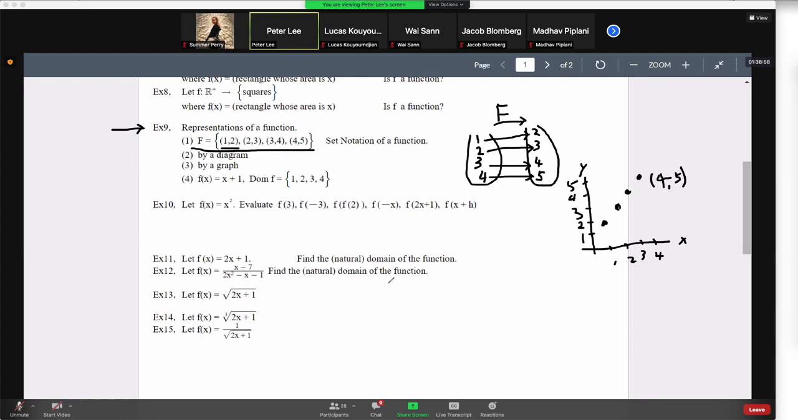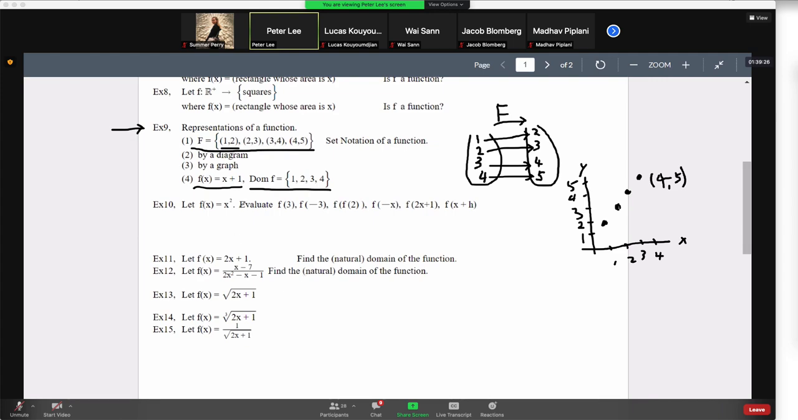And then, of course, number 4, this is the most concise way. f of x equals x plus 1, where the domain of f is equal to 1, 2, 3, 4. It's a set. It's limited. This is what I call the limited domain. So f of x equals x plus 1, where the domain of f is the set containing the numbers 1, 2, 3, 4. That means x could be 1 or 2 or 3 or 4.